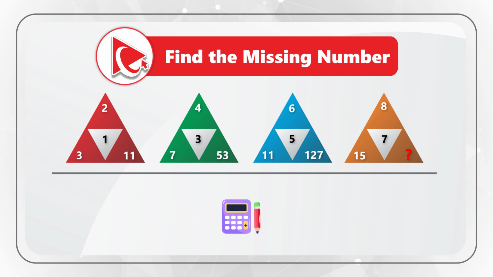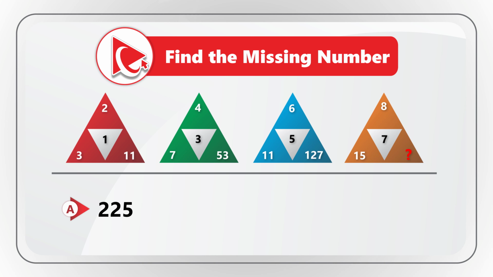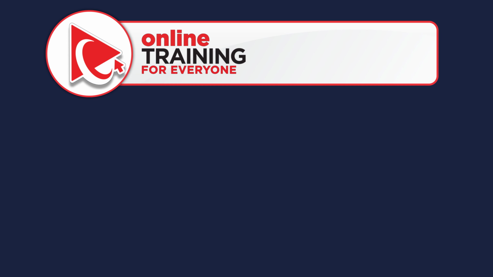One tip for you is that you do not need to guess the number, but rather you need to calculate it. And you need to select the calculated number out of 4 different choices. Choice A, 225. Choice B, 232. Choice C, 233. And then last but not least, choice D, 240. Take a close look to see if you can solve this challenge. Are you ready or not?